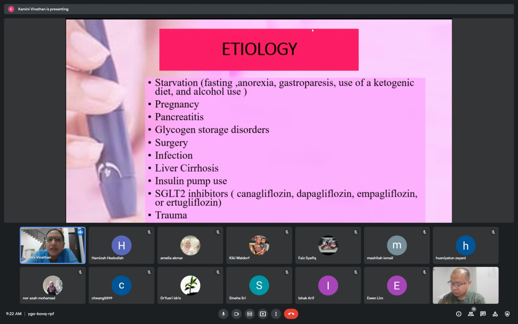So the etiologies are starvation, for example fasting, anorexia, use of ketogenic diet or alcohol use, pregnancy, pancreatitis, glycogen storage disorder, surgery, infection, liver cirrhosis, insulin pump use, SGLT2 inhibitors, and trauma.